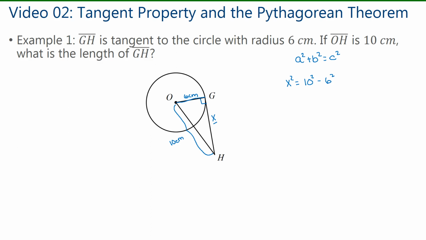So 10 squared minus 6 squared. Working that out, I get 100 minus 36, which is 64. Now to find x, we need to find the square root of 64, which is 8. So we can say line segment GH is equal to 8 centimeters.